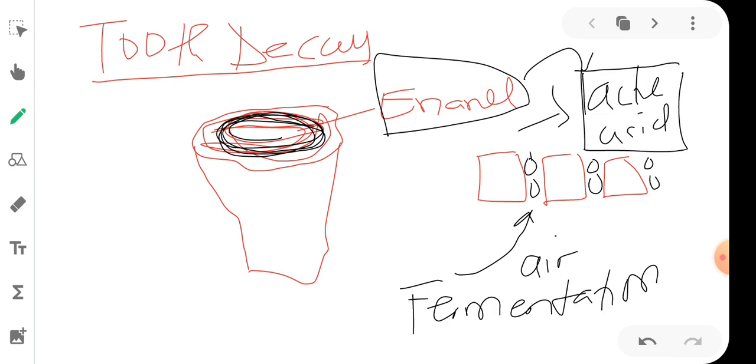So the simple way I can describe tooth decay is that it's the wearing away of the enamel due to the presence of bacteria from fermentation. Fermentation produces lactic acid, which further eats up or corrodes the enamel, exposing the tooth to certain danger.